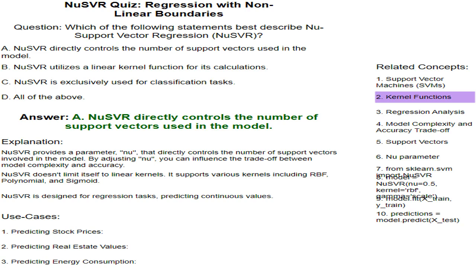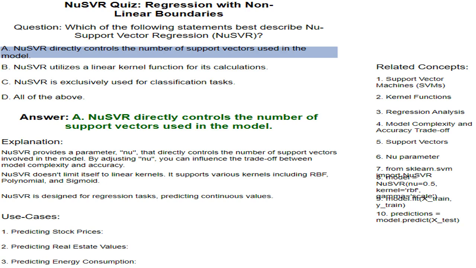In this example, we have a simple dataset with two features x1 and x2 and their corresponding target values. NuSVR can be used to model this data and predict the target value for new input data. From sklearn.svm import NuSVR.